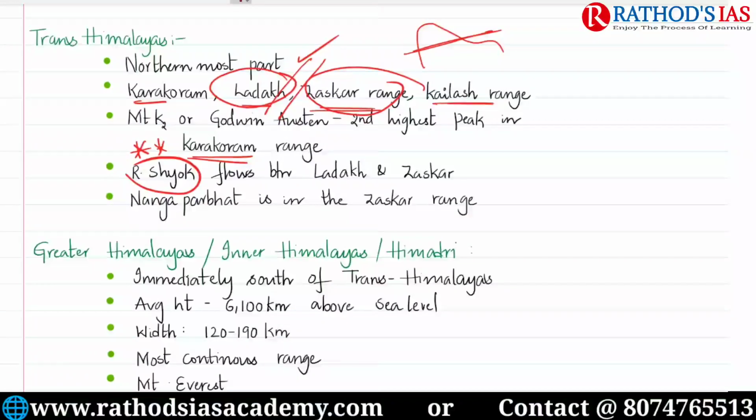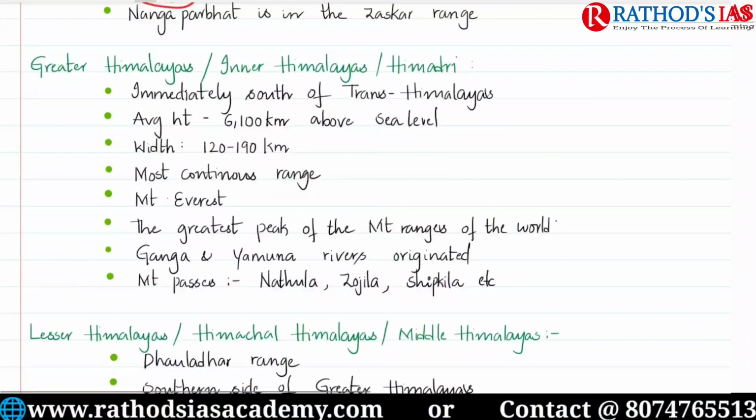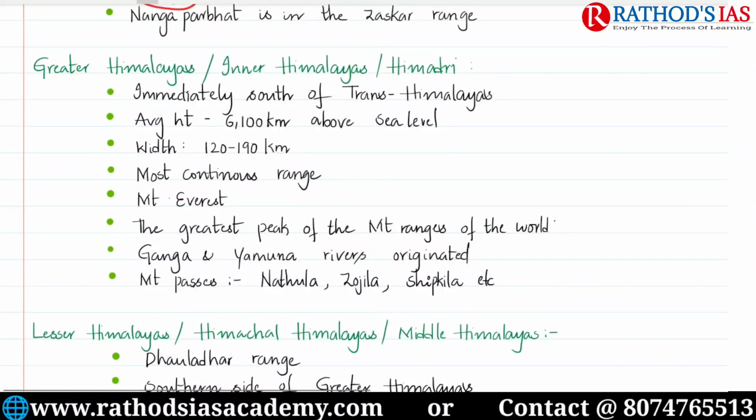And if you see, one important range in this Jaskar is Nanga Parvat. So Nanga Parvat is one of the important mountain ranges which is mainly present in this Jaskar. And next one is Greater Himalayas, or Inner Himalayas, or Himadri. So this is Trans Himalayas.